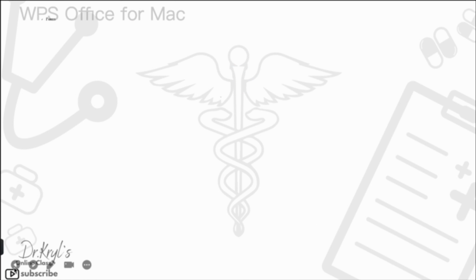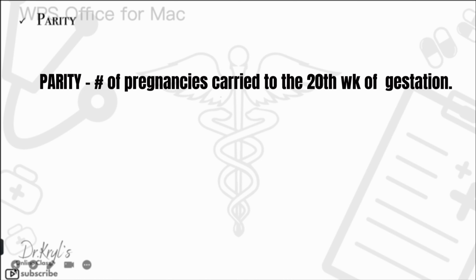All right, next is parity. Parity is the number of pregnancies carried to the 20th week of gestation or that delivered an infant weighing more than 500 grams, regardless of the outcome. So, it is the number of times that she has given birth to a fetus with a gestational age of 24 weeks or more, according to some authors. It is regardless of whether the child was born alive or was stillborn.